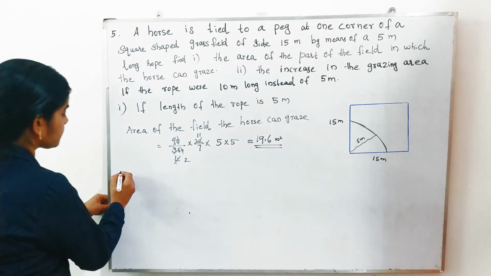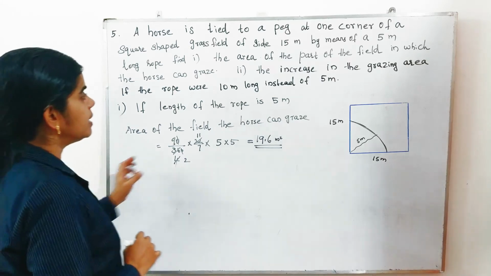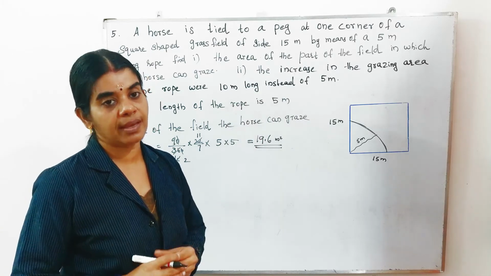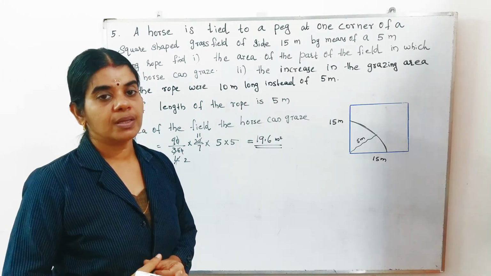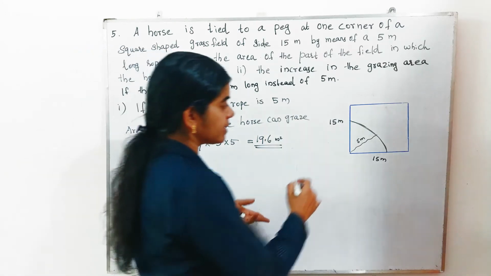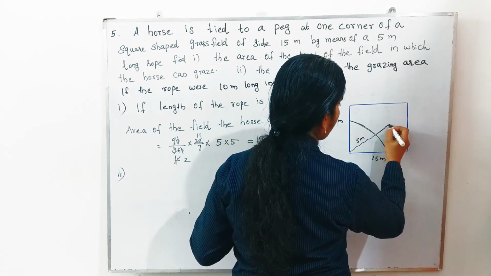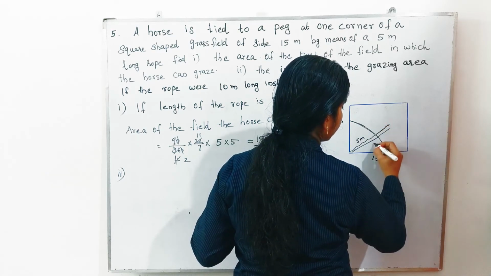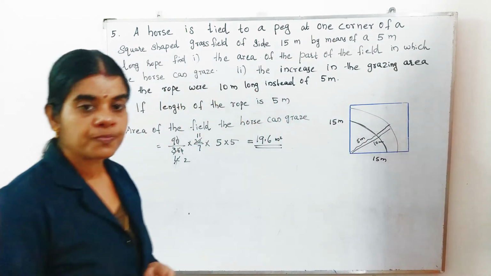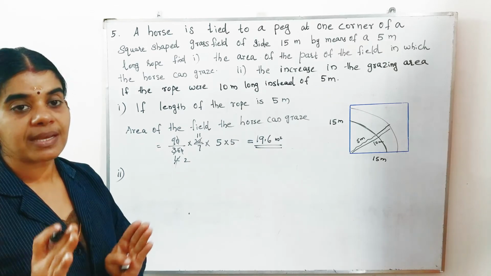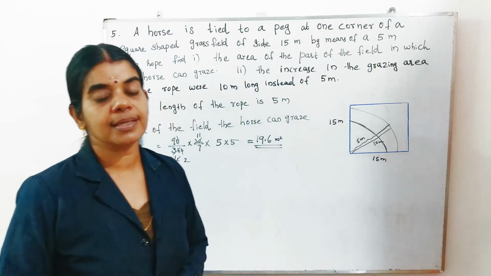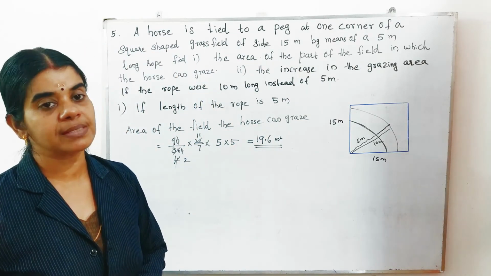Second question is, if the rope is 10 meter long instead of 5 meter, how much more area can the horse graze other than with 5 meter? So first you want to find how much. Suppose that here is the 5. Next we are increasing the rope to 10 meter. Here to here we are taking, this is the 10 meter. How much area the horse can graze, that we will find out first. You want to find out how much increased area, how much more area the horse can graze if the rope is 10 meter.